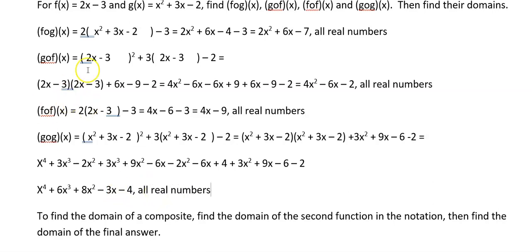And pretty much we're going to see that when we do a composite and we put together two polynomials, our domain is going to end up being all real numbers. But we'll see an example in a moment where we don't have two polynomials.